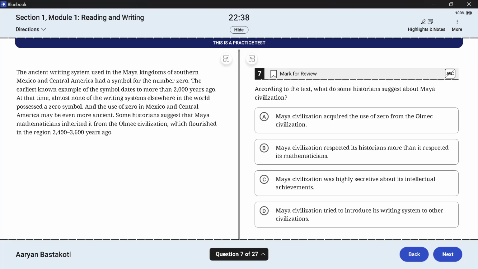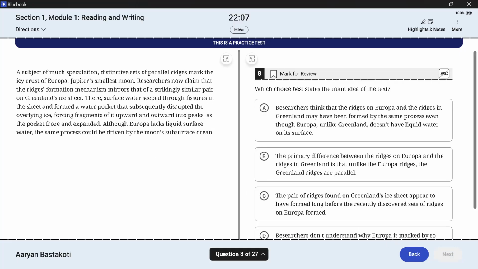Some historians suggest that Maya mathematicians inherited it from the Olmec civilization, which flourished in the region around this many years ago. Maya civilization acquired the use of zero from... yeah, this might be true. Maya civilization respected its historians more than it respected its mathematicians. Not really, the text doesn't mention it at all. Maya civilization was highly secretive about... Not really, the text doesn't mention it. The Maya civilization tried to introduce its writing system to other civilizations. Not really. So yeah, this is the right answer.